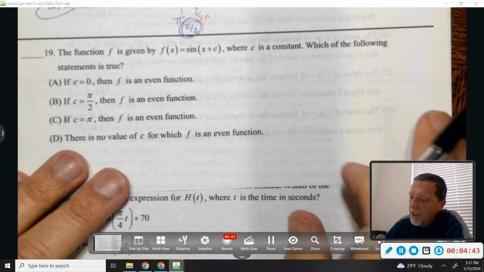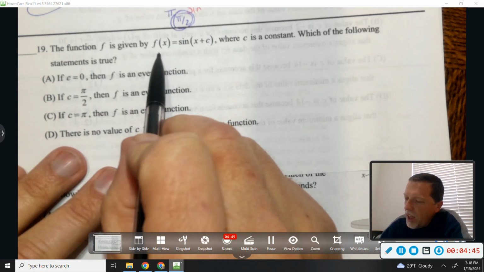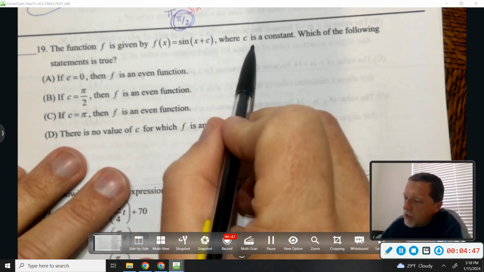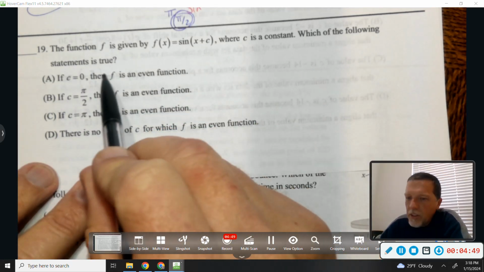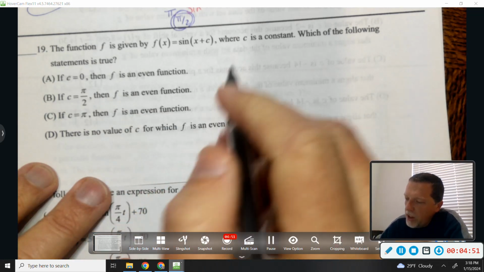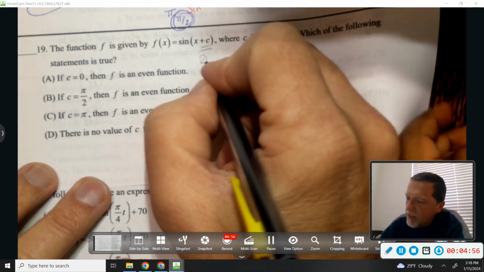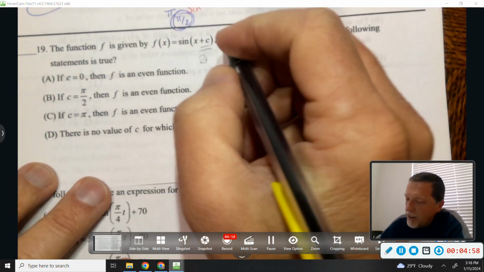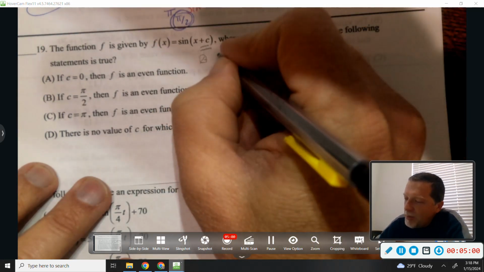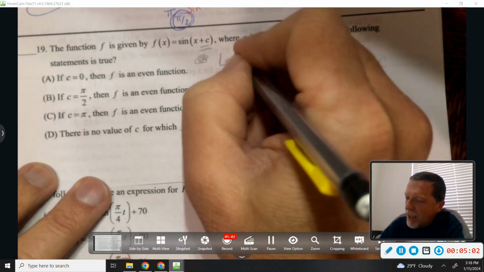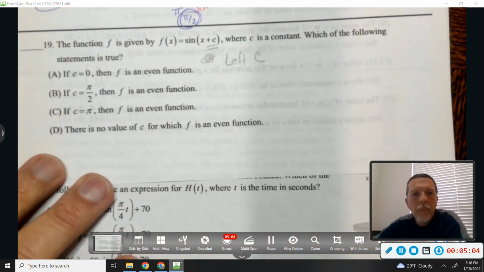Number 19. The function is given by f of x equals sine of x plus c, where c is a constant. Which of the following statements is true? Okay, so that means we would be shifted, not to the right, to the left by c.